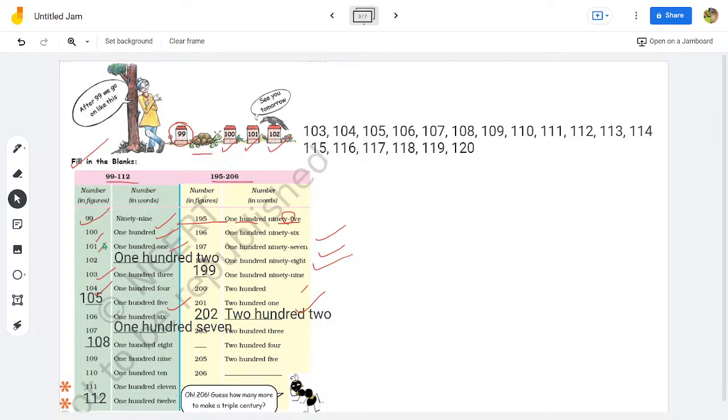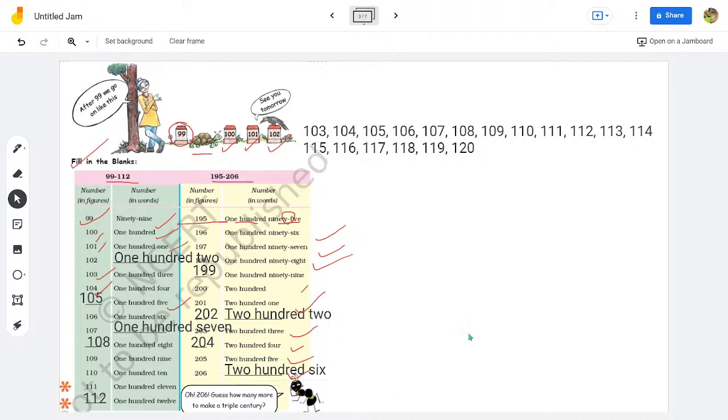202. Then the next one is 203, and then we have 204. So we can write that over here as 204. Then we have 205, and the next one is 206. So I would write that as 206. And at last, 206.